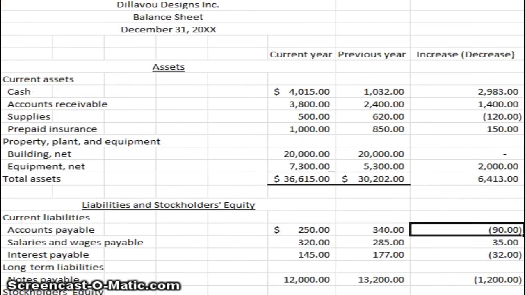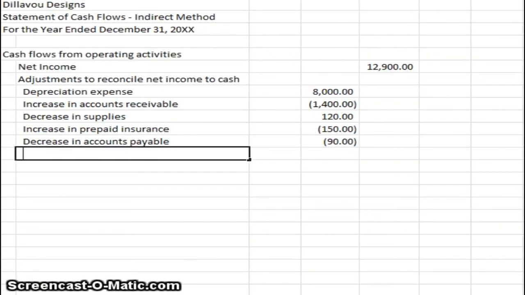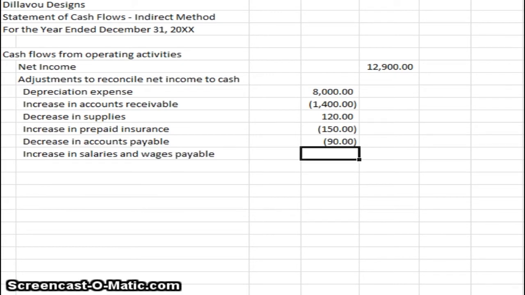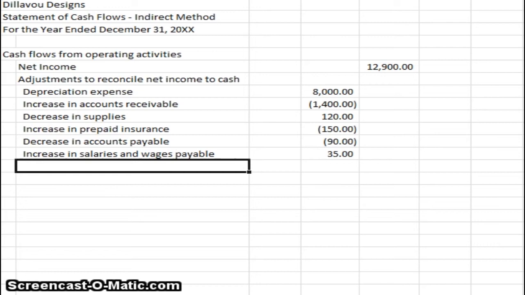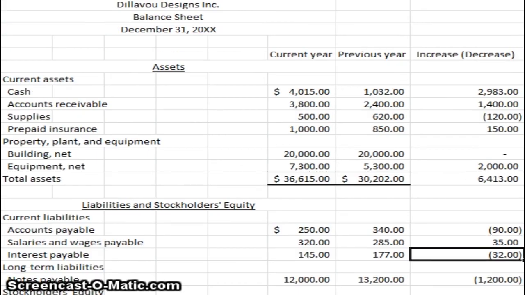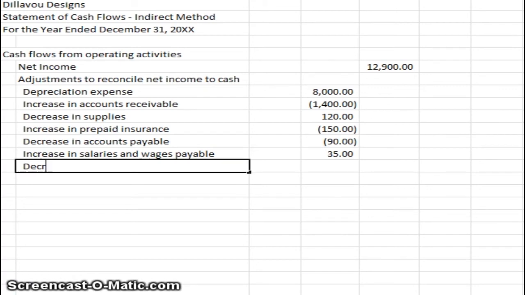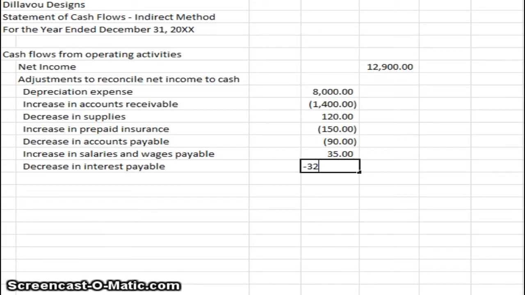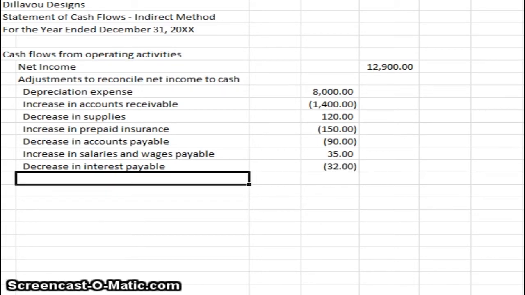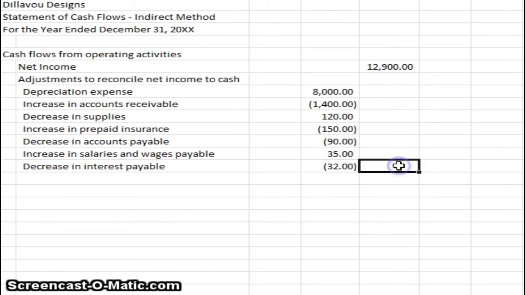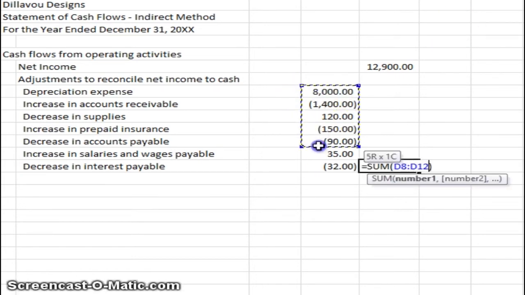Then we had an increase in salaries and wages payable of 35. And so we're going to increase or add that back. And then we had a decrease in interest payable of 32. So we subtract that. And that takes care of all of the operating section. So let's get a total here for our adjustments. Let's just total up this whole column.